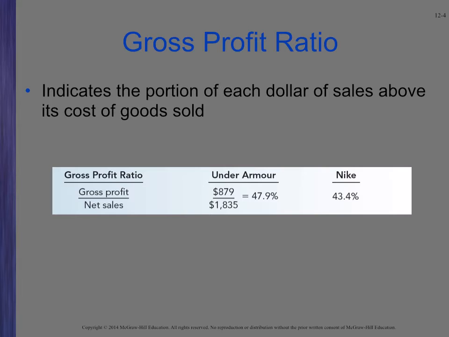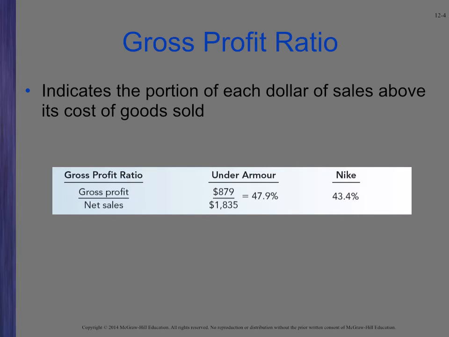This illustration presents the calculation of the gross profit ratio for Under Armour, and it makes a comparison with Nike. As you can see, Under Armour's gross profit ratio is higher than Nike's gross profit ratio. Under Armour sells its merchandise for about twice what it costs to produce. In comparison, Nike has a gross profit ratio of 43.4%.